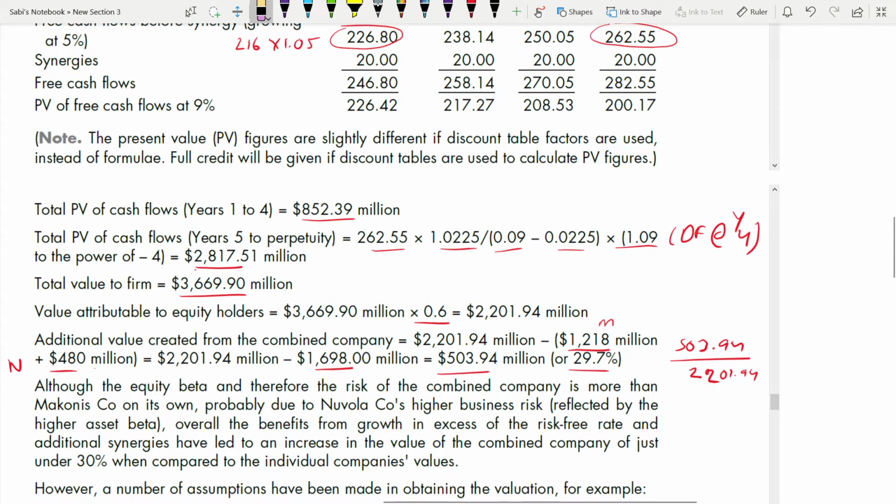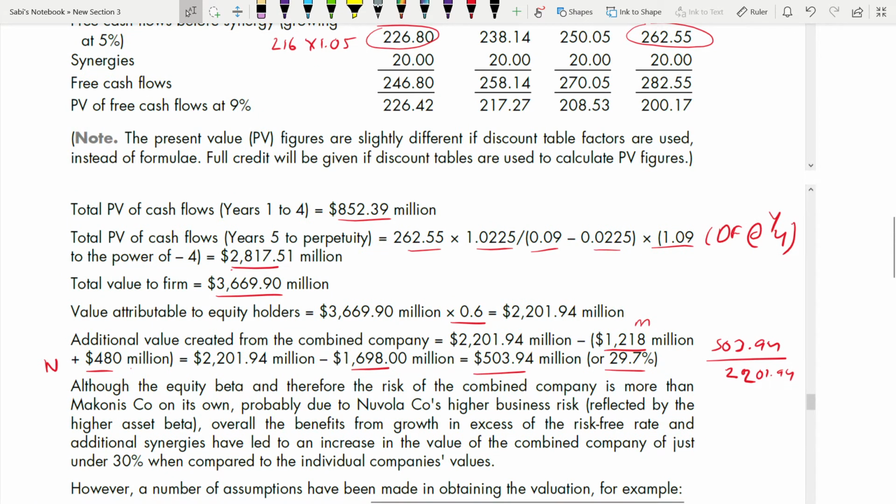Okay. So 480 is for Nuvola, just for Nuvola, the value of Nuvola. And the value of the two companies, you have to minus from the combined company and you are getting the additional value, which is 503.94 million, which is 29.7%.